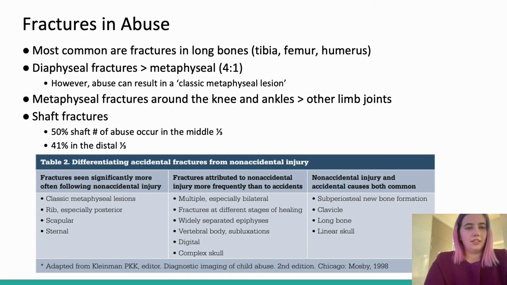So, as I was saying, the most common fractures are in the long bones, the tibia, femur and humerus. Diaphyseal fractures are more common in abuse, but you can get the classic metaphyseal lesion as well. Metaphyseal fractures are more commonly seen around the knee and ankle, and with shaft fractures in abuse, 50% are seen in the middle third and 41% in the distal third.